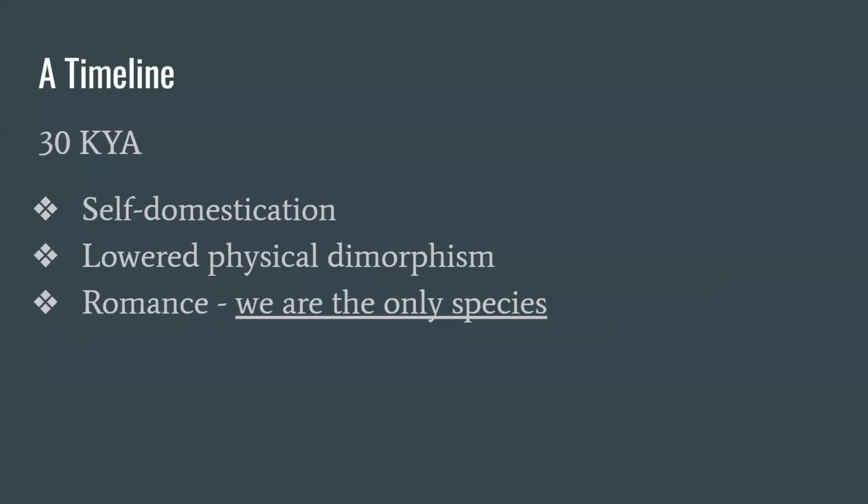Then about 30,000 years ago, we're at the level where we're self-domesticated at this point. We have lowered physical dimorphism. It's down to 15% difference. And we invent something totally new and only among humans, romance.